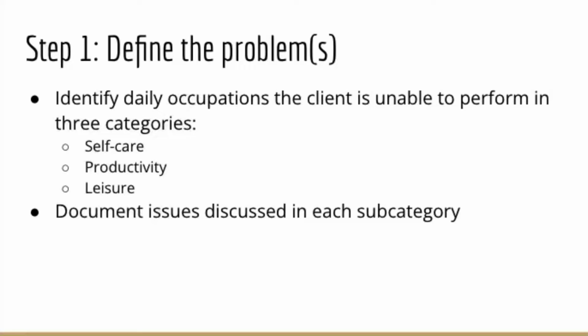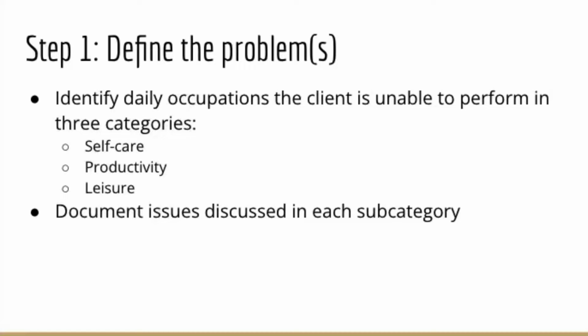In step 1 of COPM, we will identify problems Kelly is having in 3 categories: self-care, productivity, and leisure. This part of the assessment is completed by the therapist asking questions about the client's normal daily routines, including what they need to do, want to do, and are required to do. Each category is further broken down into subcategories.